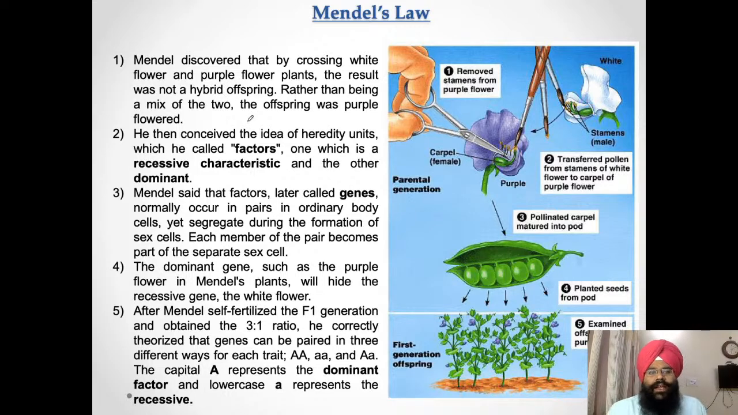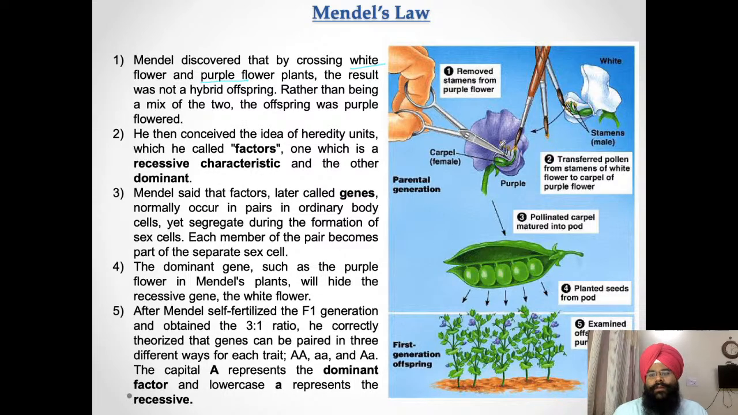He discovered this by crossing white and purple flowers. So he crossed a white flower and a purple flower, and the result was not a hybrid offspring. There was no hybrid that came out in what he did first. Rather than being a mix of the two, the offspring was purple.